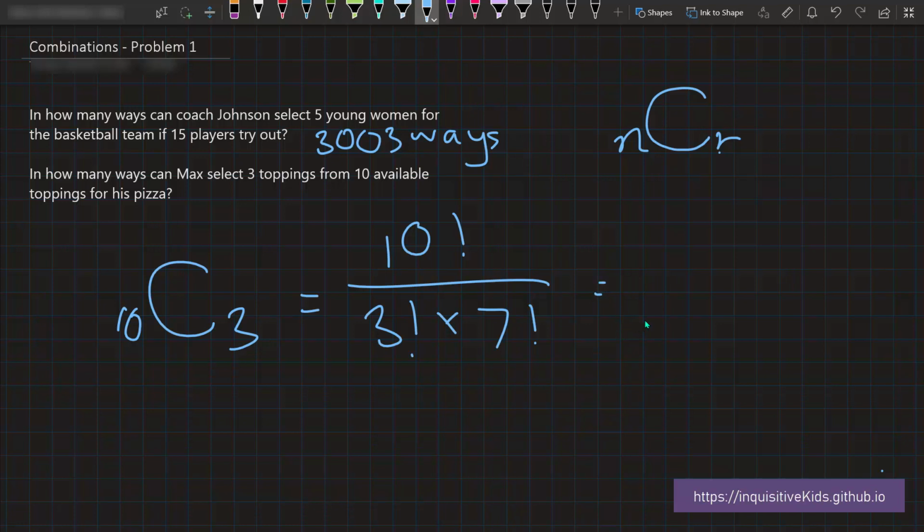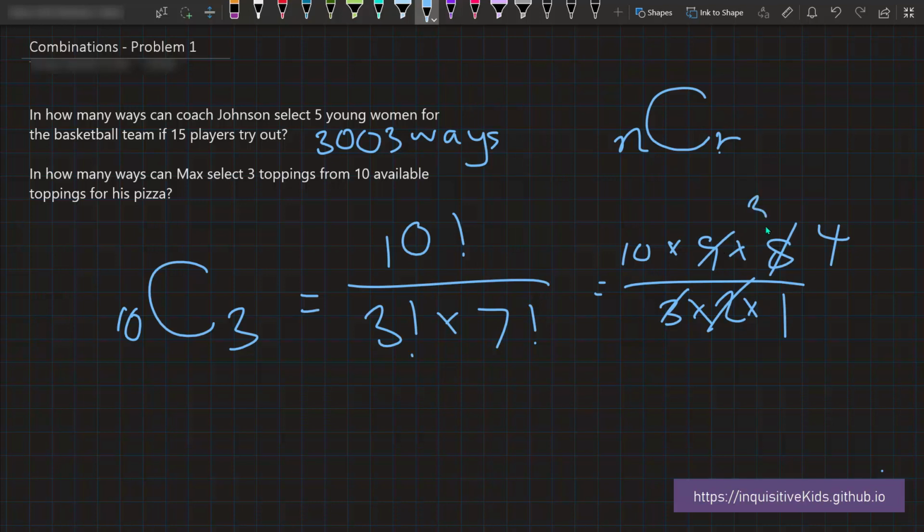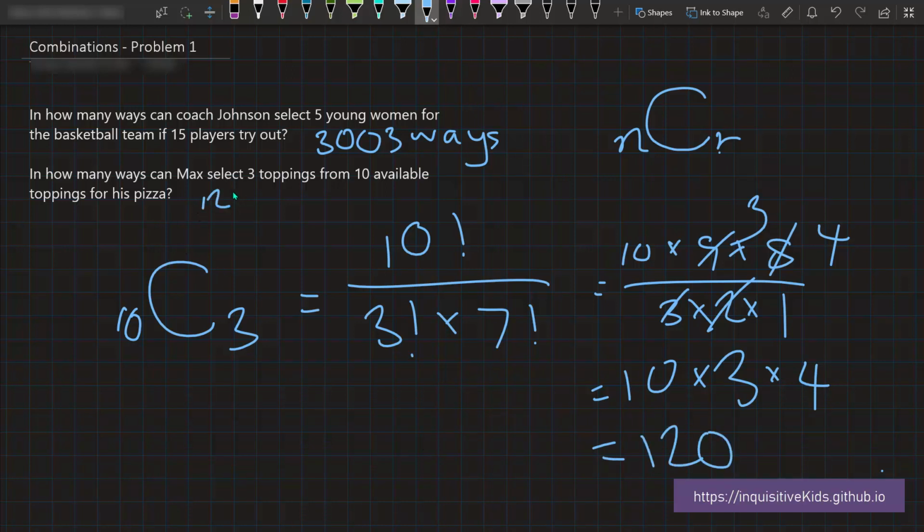After canceling out the 7 factorial, we have 10 times 9 times 8, and on the bottom we have 3 times 2 times 1. Now we can first cancel out a 2 and then cancel out a 3. So this problem is now 10 times 3 times 4, which is equal to 120. So the answer for the second problem would be 120 ways.